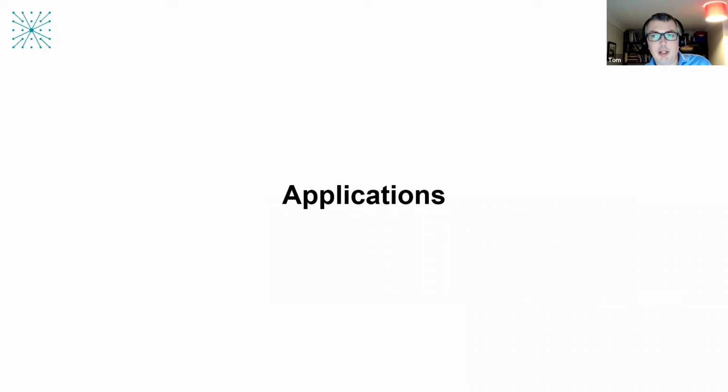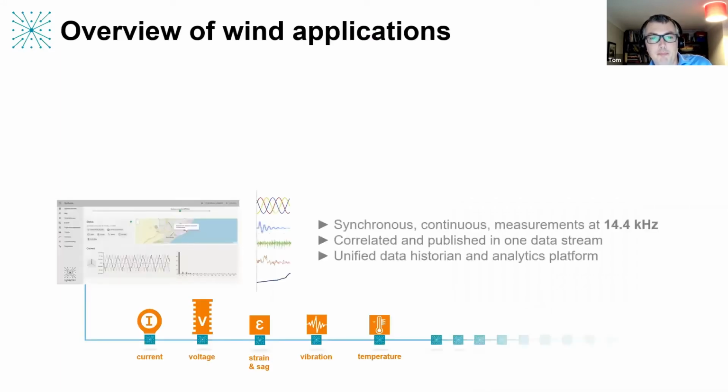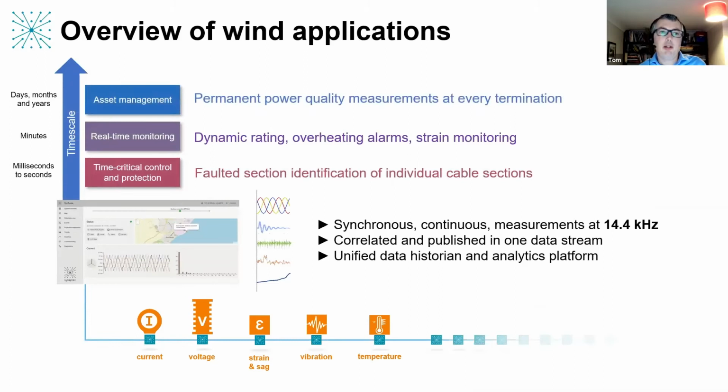And now we'll just move on to some of the applications. These applications can be broken down into 3 main groups. We have time-critical protection and control, and this is where we're looking at faulted section identification of cables, and this typically happens in milliseconds. Then above it, we have real-time monitoring. This is where we look at dynamic cable rating, overheating alarms, and strain monitoring. And then finally, we'll look at asset management, and this is all around using our sensors to give synchronous power quality measurements from right across the array.